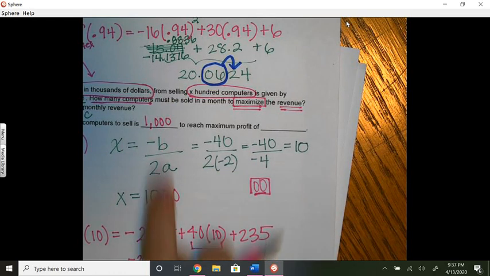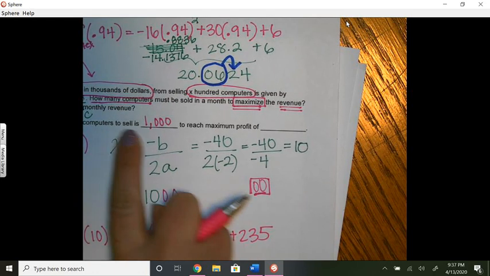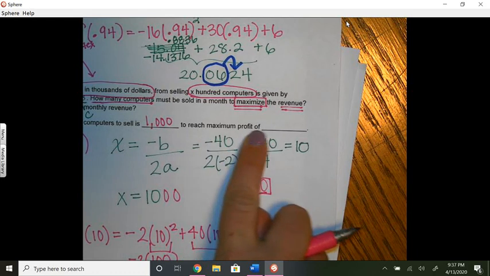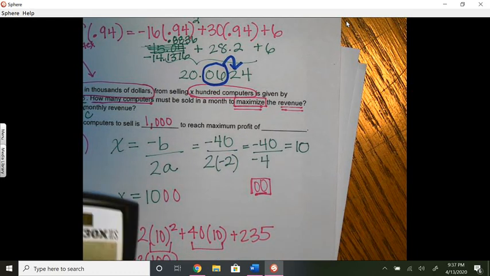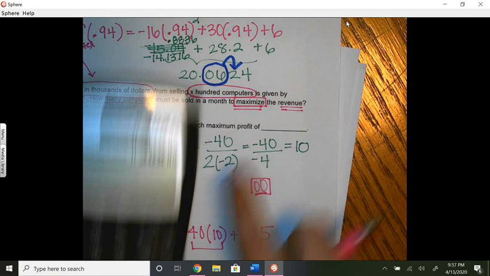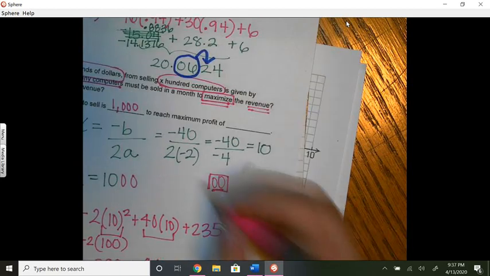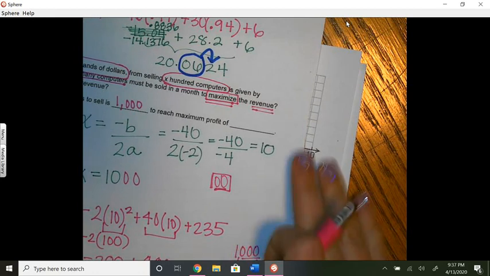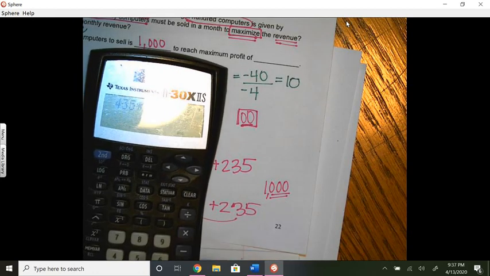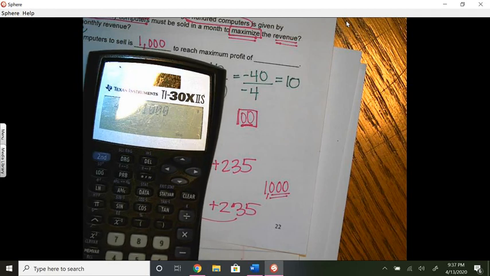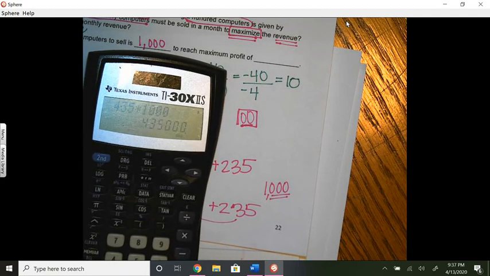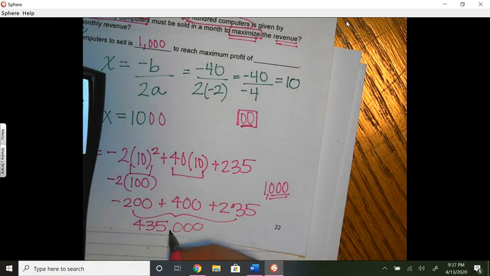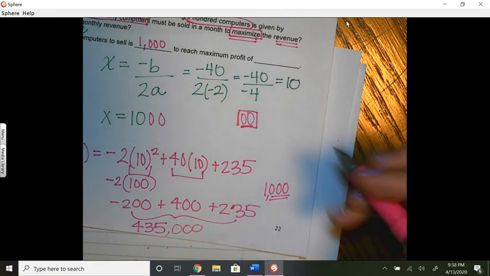Or because 100 has 2 zeros, you know you need to add 2 zeros. So that's why the number of computers to sell is 1,000 to reach a maximum profit of, so we have 435, and it's in thousands. And thousands has 3 zeros. So that's how I know either you're going to multiply this by 1,000 because it says it's in thousands, or you're just going to add 3 zeros to this. So 435,000.